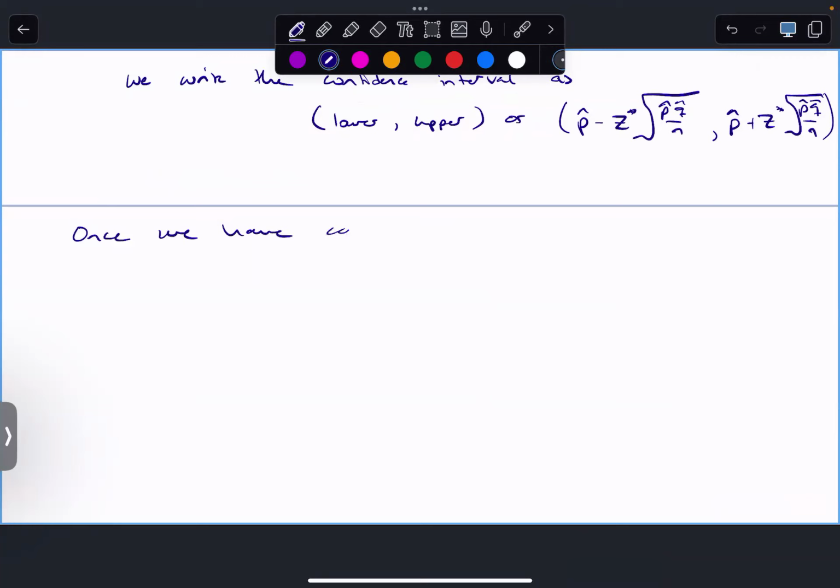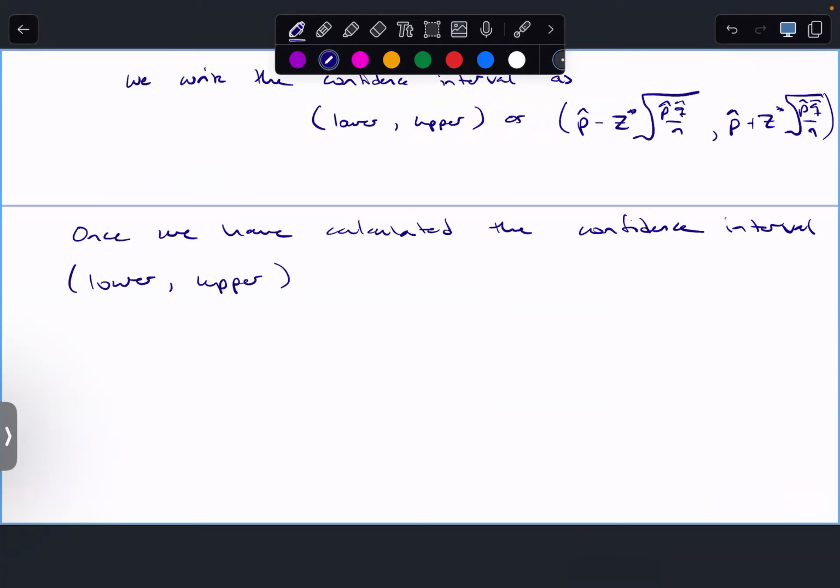Once we have calculated the confidence interval, from some lower value to some upper value, round brackets around those, we need to interpret the interval, which is usually half the marks. So for me, a confidence interval question is worth 4 marks, 2 marks for your math, and 2 marks for your interpretation.